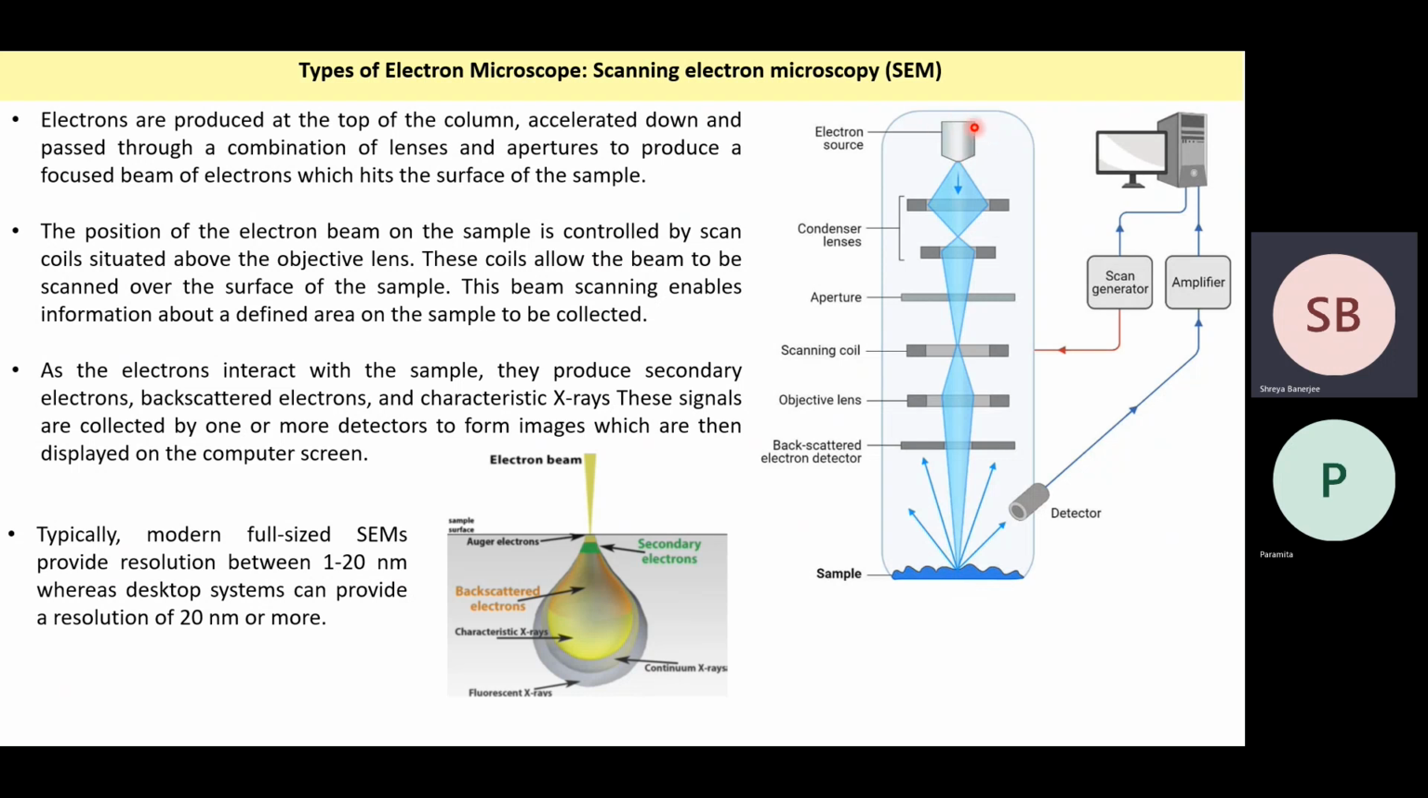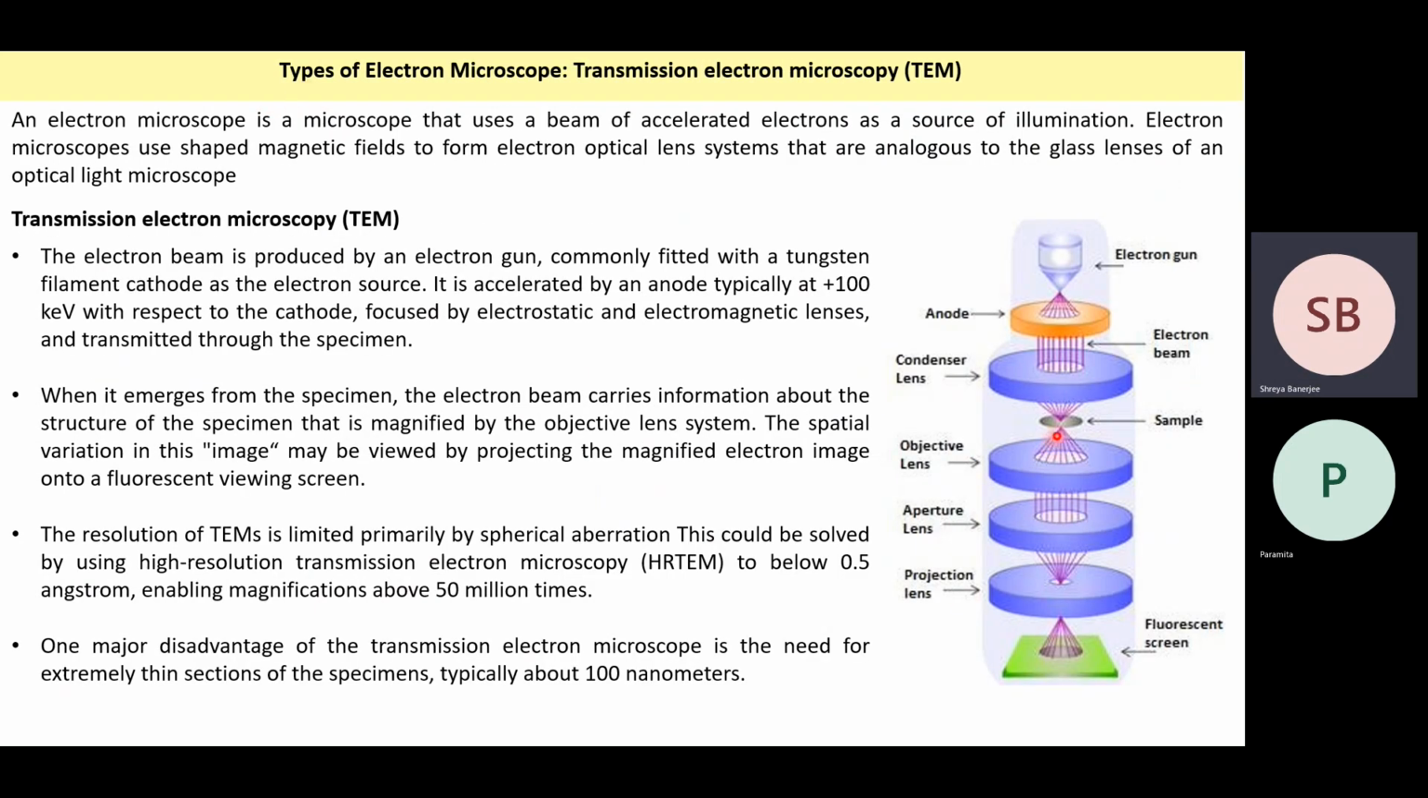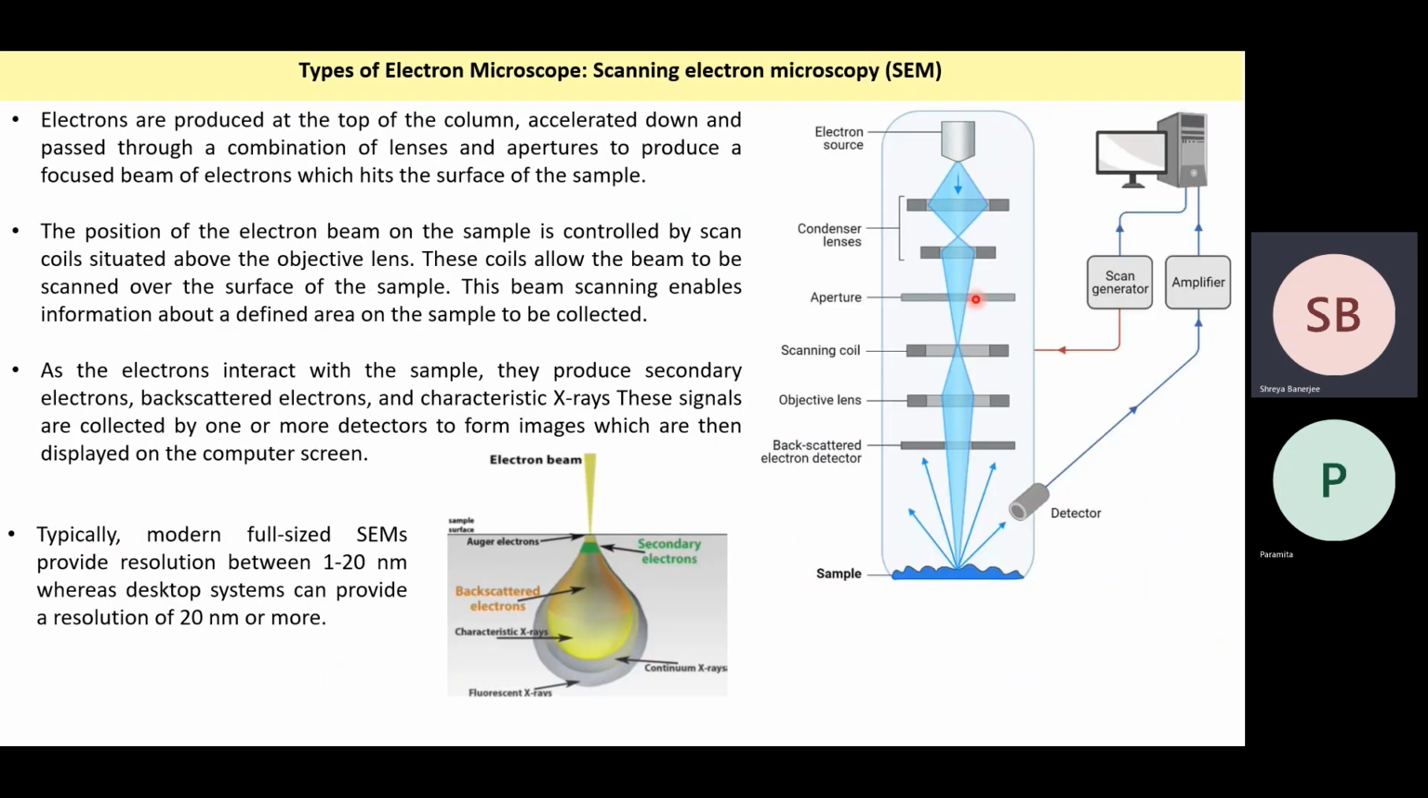So the beginning part is very similar to that of TEM, but in the scanning electron microscope, once the electrons are generated and they pass through the lens, a beam of electrons is focused on the sample. In the transmission electron microscope, the beam was passing through the sample to give the image. But in SEM, the concentrated beam of electrons hits the sample and gets scattered in different directions. The position of the electron beam on the sample is controlled by scan coils situated above the objective lens.